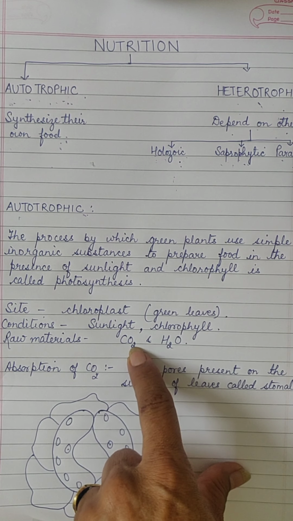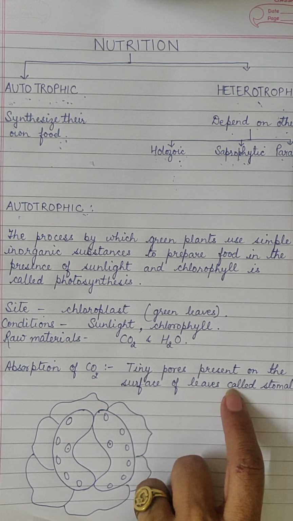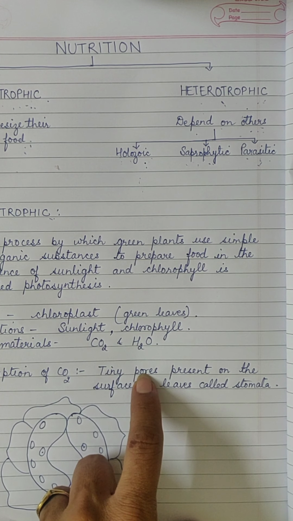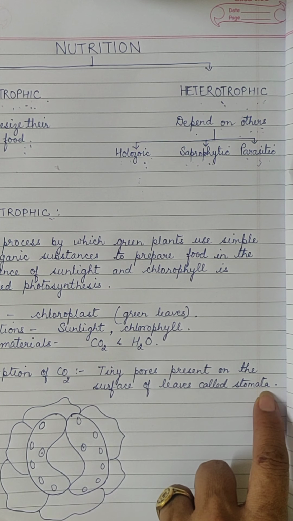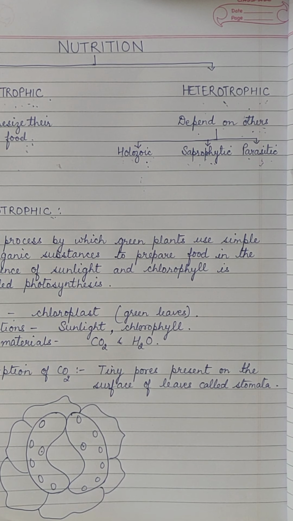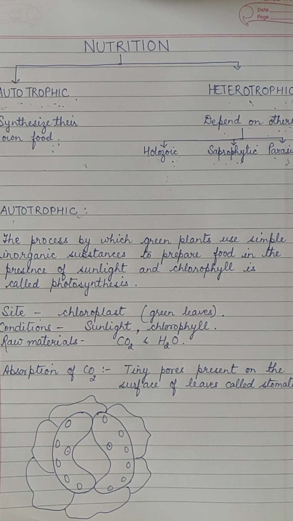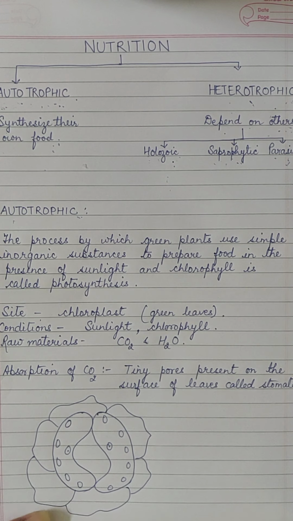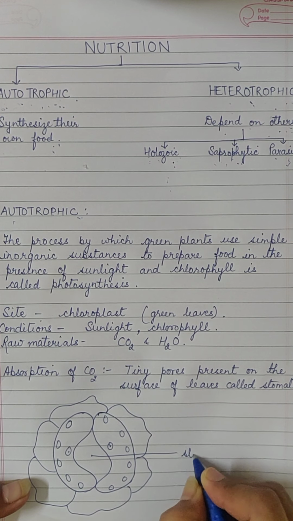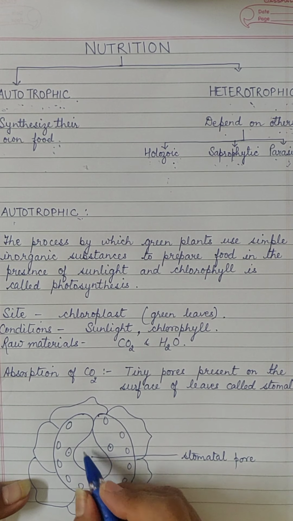So let us study how the plant absorbs carbon dioxide. Now you have studied in the previous class that in the epidermal cells of leaves, tiny pores are present. These tiny pores on the surface of leaves are called stomata. Okay, so stomata are present mainly on the lower epidermis of leaves. Now this is a diagram of an opened stomata. You see that this opening is called the stomatal pore. So this is the opening which we talk about.